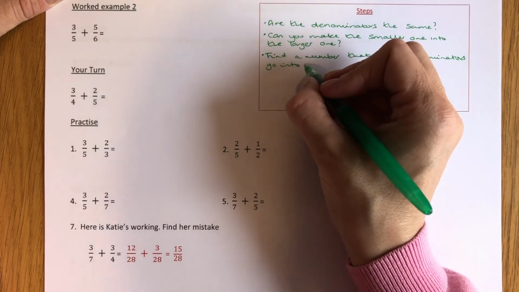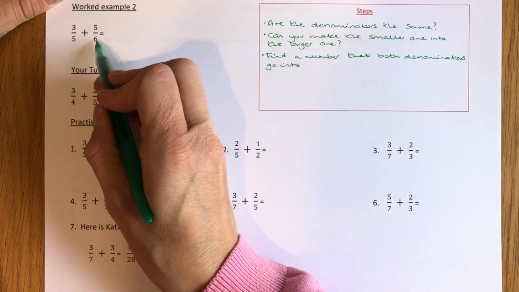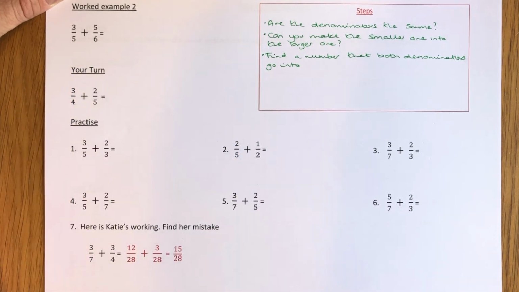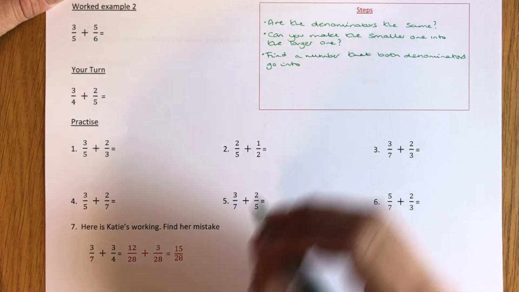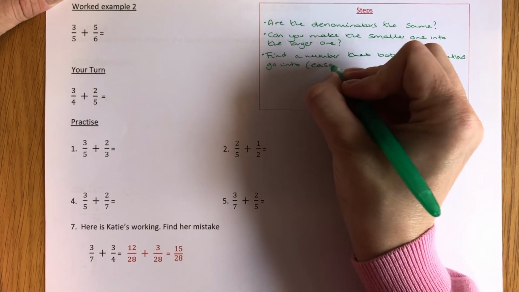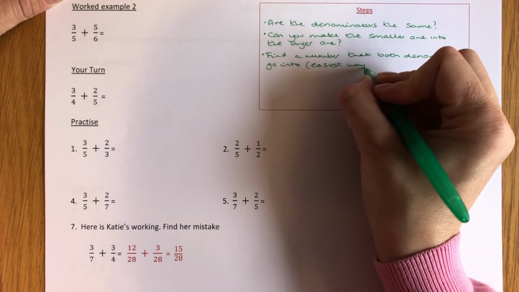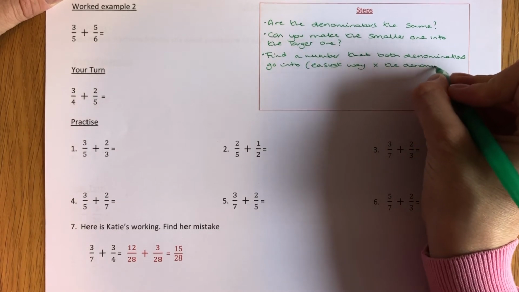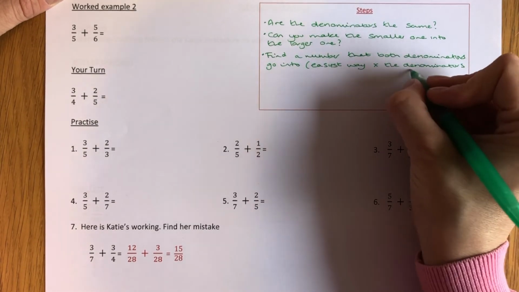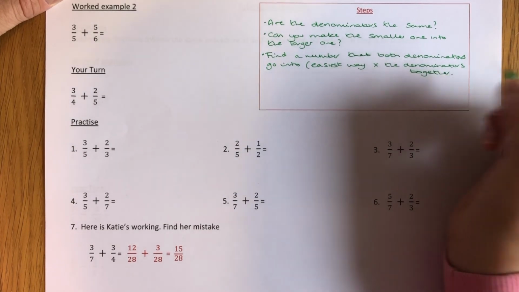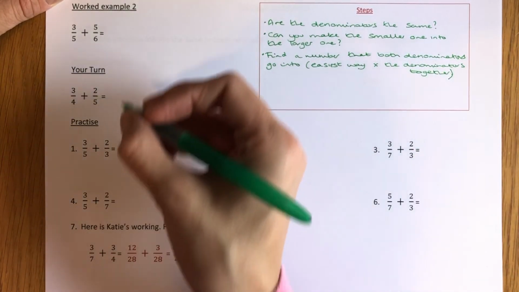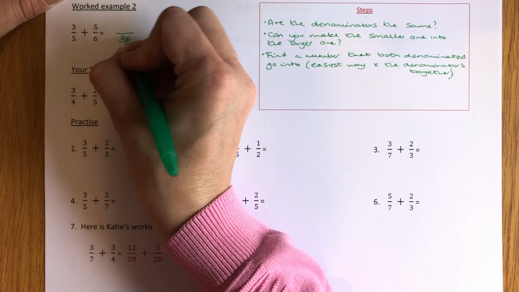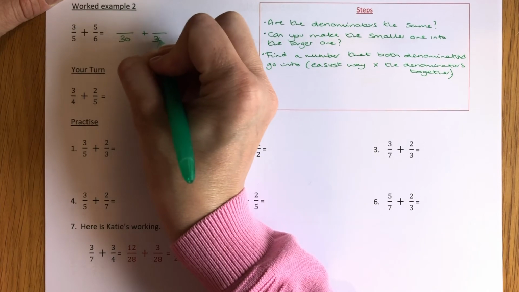Now, the easiest way to normally do this is to just times them together. So 5 and 6 would both go into 30, because 5 6s are 30. Sometimes there'll be a smaller number that they both go into, but it will always work if you times the two denominators together. So the easiest way is to multiply the denominators together. Okay, so that means we're going to have two denominators of 30.